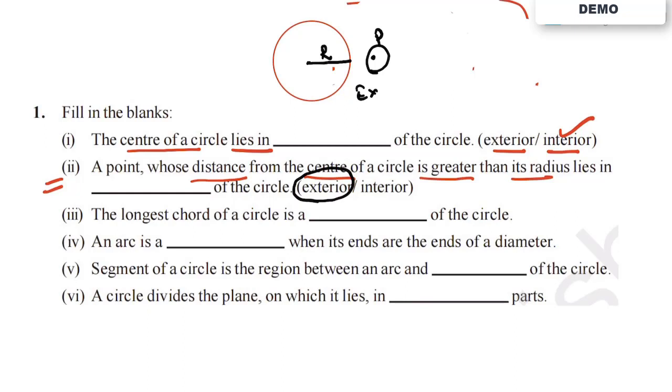Now let me discuss question number 3. The longest chord of a circle is known as, I already told you, the longest chord of a circle which passes through the center of the circle is known as diameter.